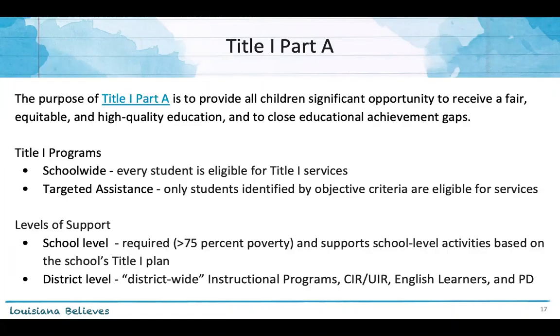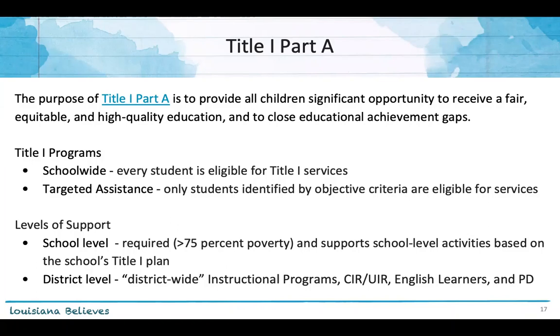Now let's take a closer look at each program, starting with Title I. The purpose of Title I is, one, to provide all children significant opportunity to receive a fair, equitable, and high-quality education, and two, close educational achievement gaps. Title I has two programs that schools may implement: school-wide and targeted assistance.